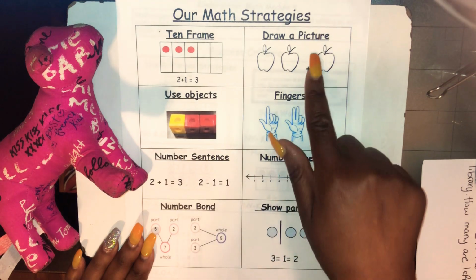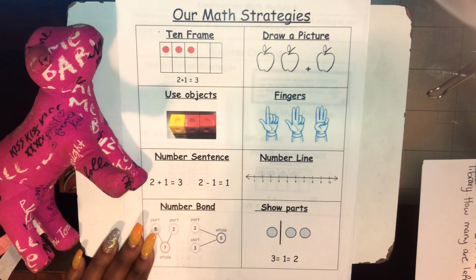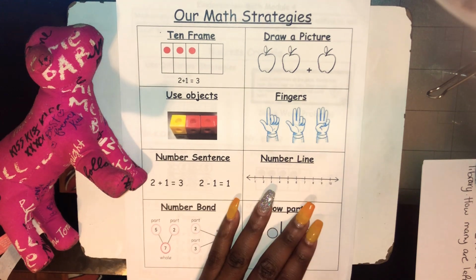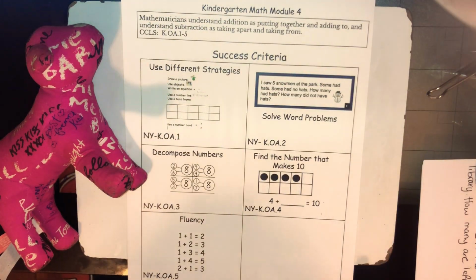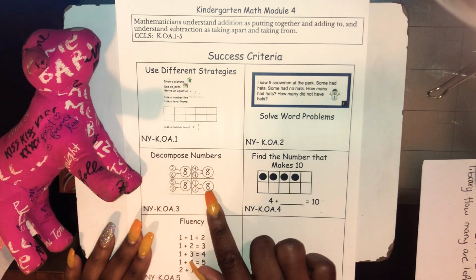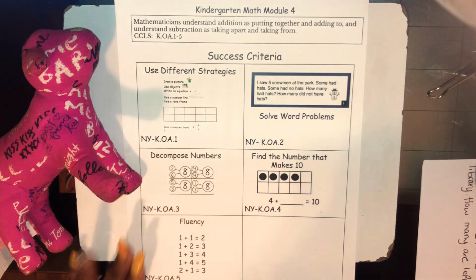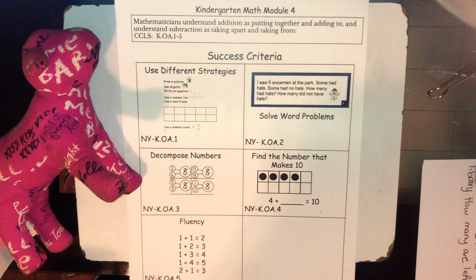You should use a tens frame, draw a picture, use objects, your fingers, number line, number sentences, number bond, and show parts. As a reminder, these are our overall goals for Module 4: using different strategies, solving word problems, decomposing numbers, finding numbers that make 10, and fluency. Today, we're going to be doing a little bit of solving word problems and decomposing numbers using subtraction, okay? So that's what we'll be working on today.